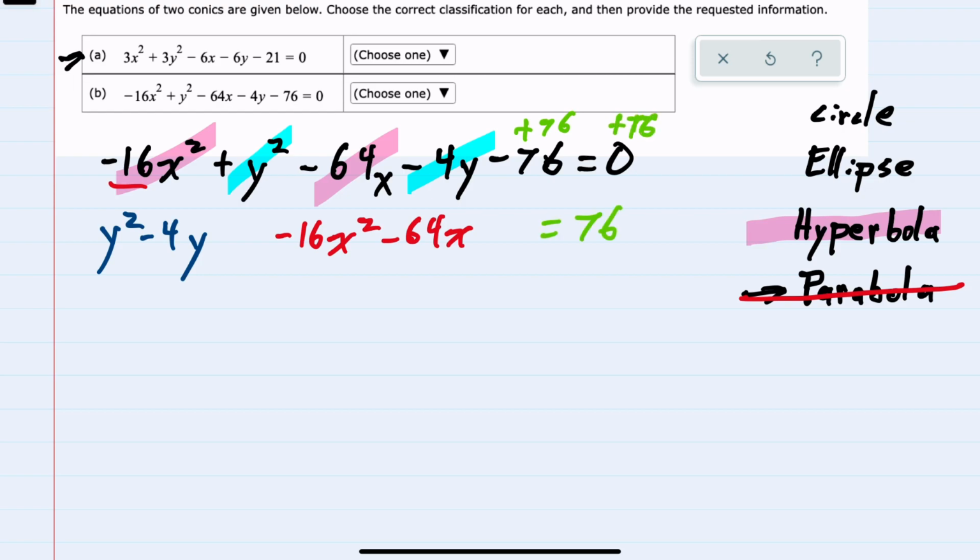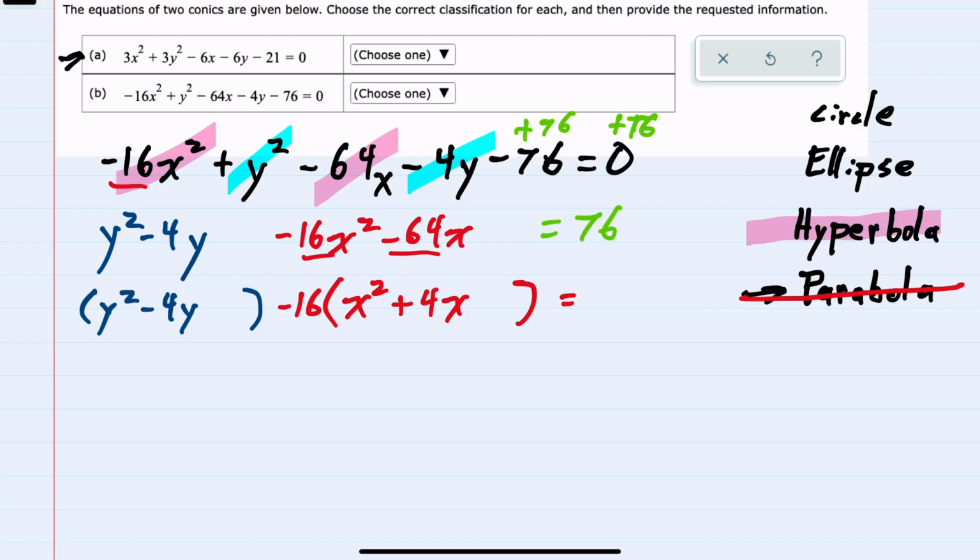And from here, I'm almost ready to complete the square. For the y's, everything is set to complete the square. But for the x's, I need the leading coefficient to be 1. So I'm going to factor out a negative 16. That would give me an x squared, and then factoring out a negative 16, this would be a plus 4x equals our 76. Completing the squares, half of 4 is 2. 2 squared is 4, so we add 4. Nothing to distribute, so I must also add 4 to the right.